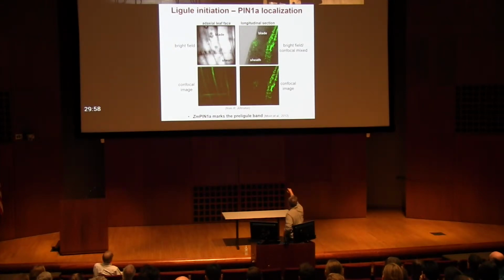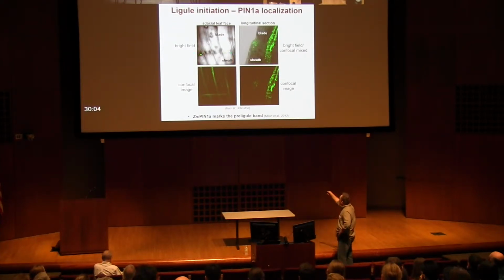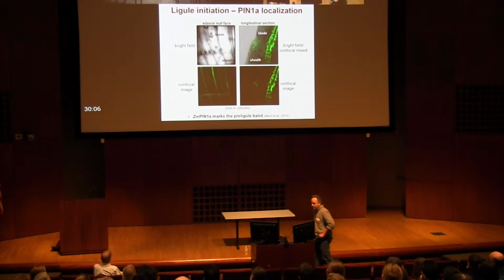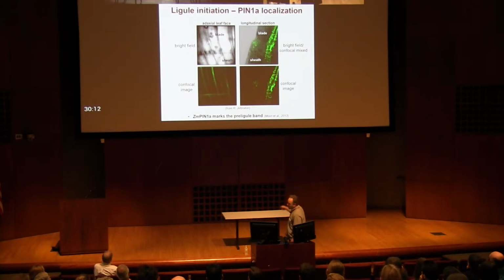This is a bright field image, basically of a P5, P6 leaf primordium, probably about P6. We can see this line here, which is the initiating ligule. And if you look at PIN localization, we can see very clearly nice stripes of PIN localization over the vasculature. That's expected. That's in the L2-derived layer. We can see that here.